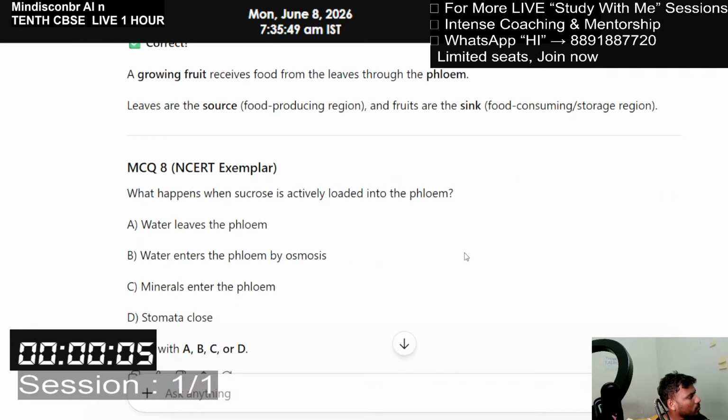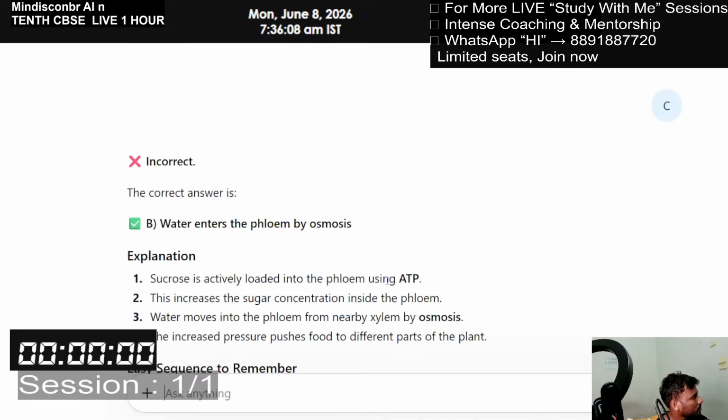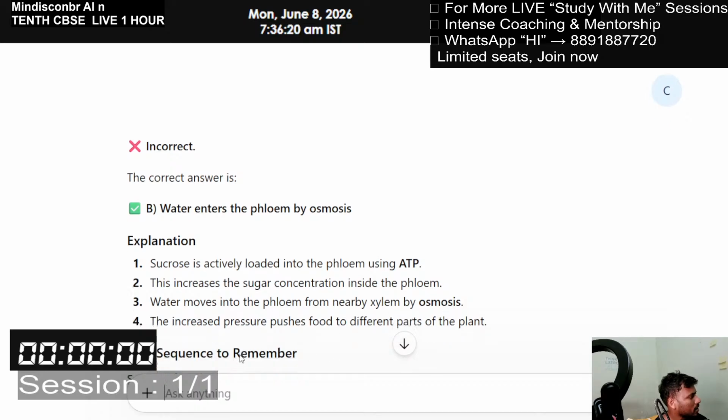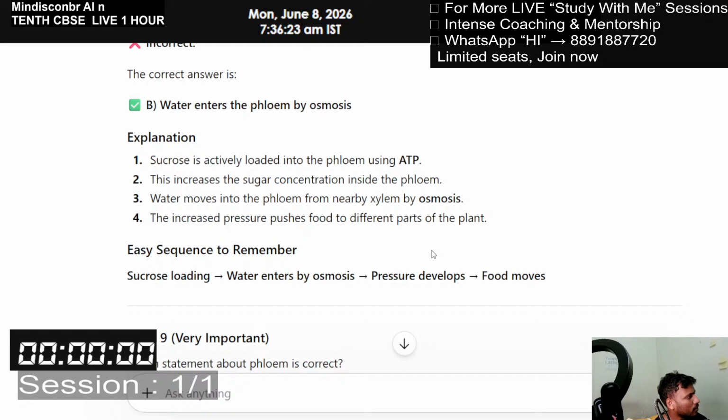What happens when sucrose is actively loaded into the phloem? Do minerals enter the phloem? No, water enters the phloem by osmosis. Sucrose is actively loaded into the phloem using ATP. This increases the sugar concentration inside the phloem. Water moves into the phloem from nearby xylem by osmosis. This increased pressure pushes food to different parts of the plant.